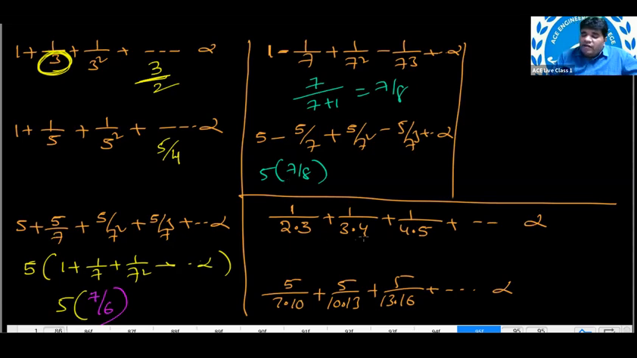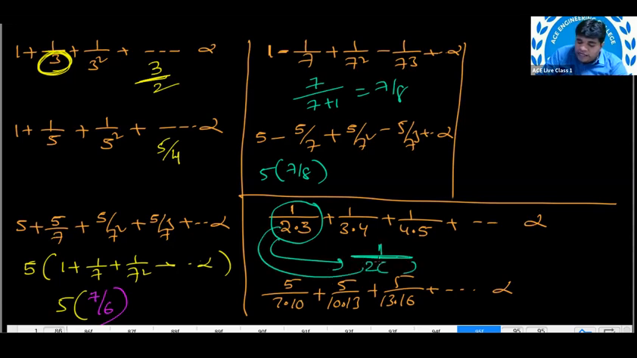Now 1 by 2 into 3, 1 by 3 into 4, 1 by 4 into 5. Here the denominator series should be in ascending order only. Take only the first term, numerator 1, and in the denominator write the first number again, into the second number, difference 1. So the answer is 1 by 2, completed.